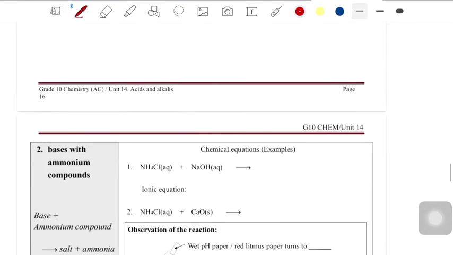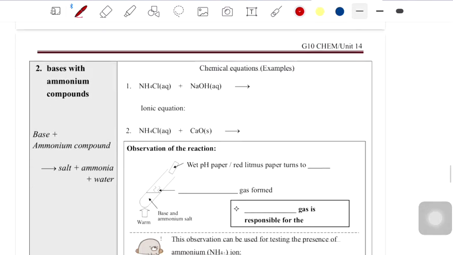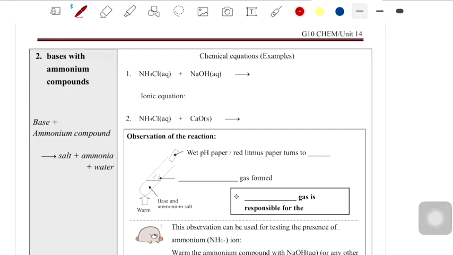The second type is a reaction between base and ammonium compound. For this type, you need to remember the general word equation. When a base reacts with an ammonium compound, it would provide ammonia gas, water, and also a salt. Let's look at an example. For the first equation, we have ammonium chloride reacting with sodium hydroxide.